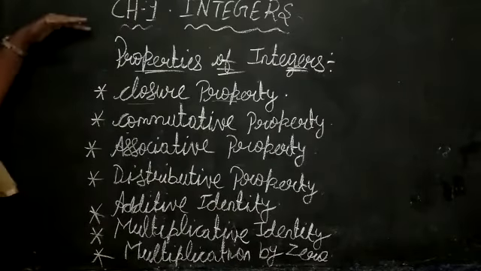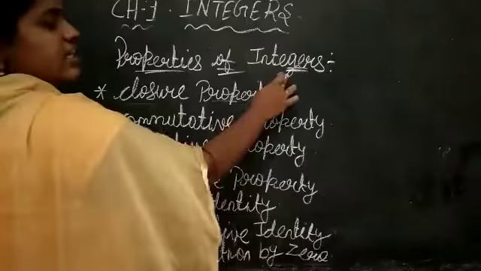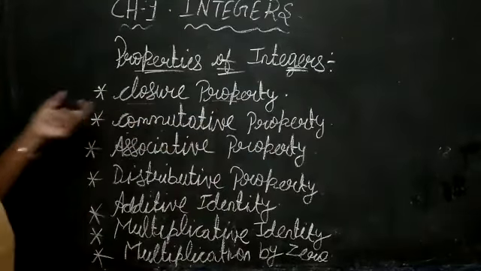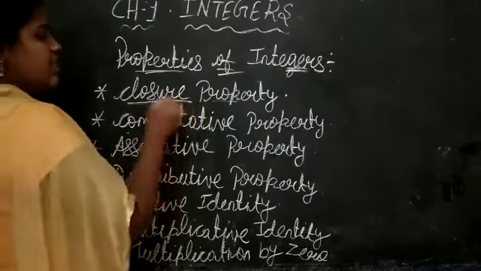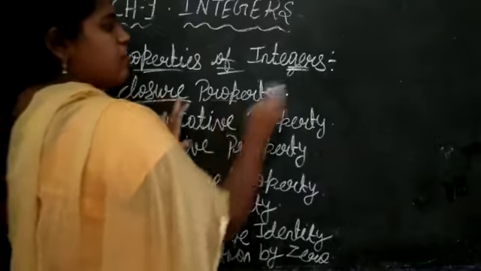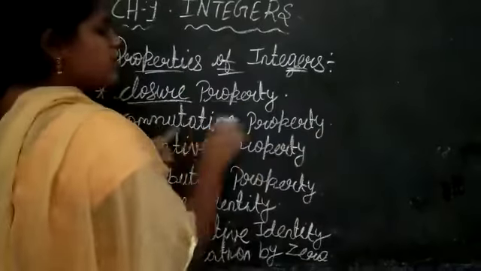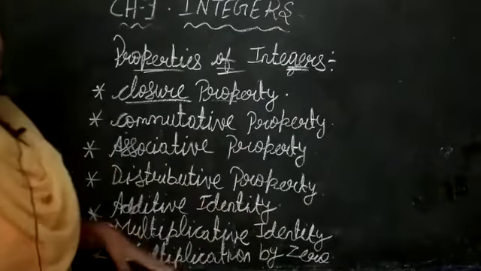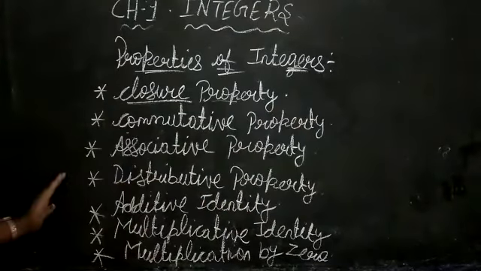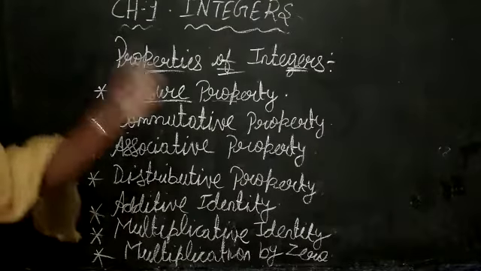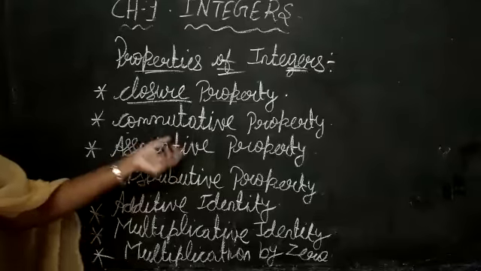So in your class notebook, write an introduction to properties of integers, then write closure property. In the next class, as I explain each topic, I will give the definition and example for closure property, commutative property, associative property and so on. But first write these 7 properties of integers, and afterwards I will give the definition and example of each property. Okay?